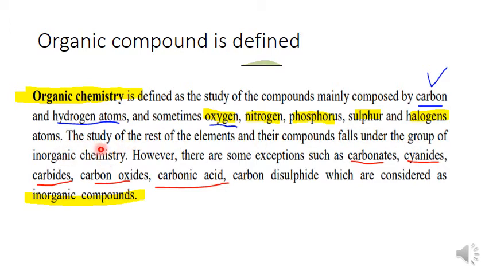However, there are some exceptions, such as carbonates, cyanides, carbides, carbon oxides, and carbon disulfide, which are classified as inorganic. This means that an organic compound contains carbon, hydrogen, and sometimes oxygen, nitrogen, phosphorus, sulfur, and halogens. Apart from this, it is inorganic.